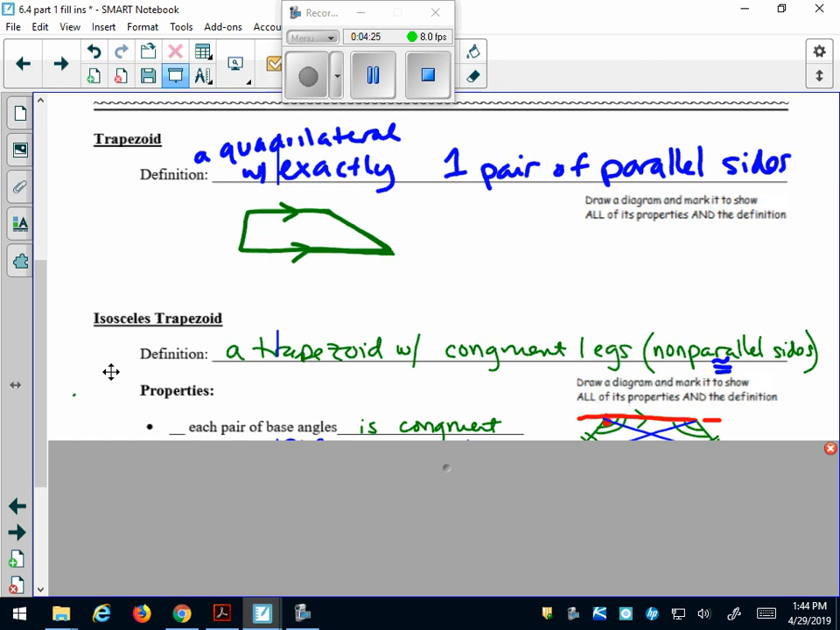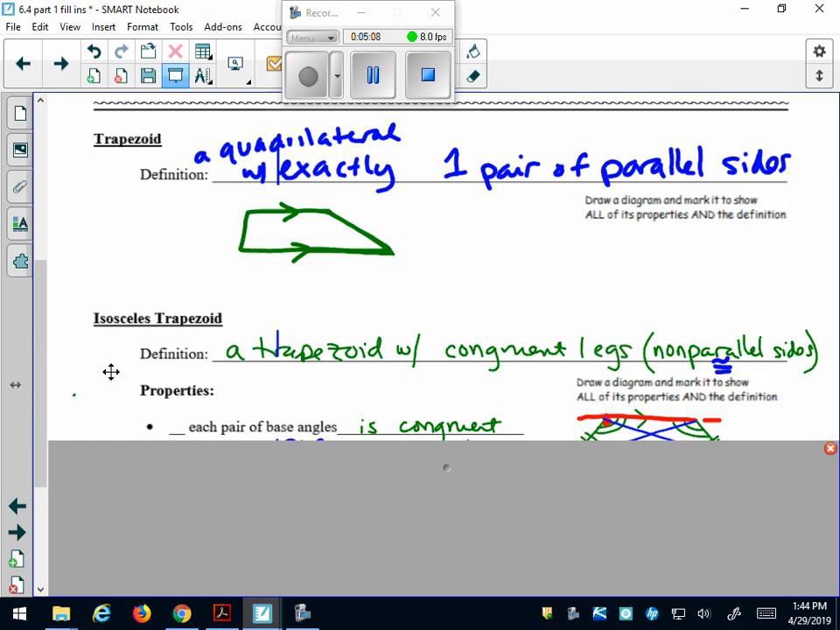Question for you. Can the parallel sides of a trapezoid ever be congruent? Why not? What would it be? Really, just a parallelogram. If the top and the bottom are congruent, it would be a parallelogram. So yes, it could be a square or a rectangle, but it wouldn't be a trapezoid. If the two parallel sides were congruent, it wouldn't be a trapezoid anymore. So the only choice to make something an isosceles trapezoid, two sides congruent, is the two non-parallel sides.